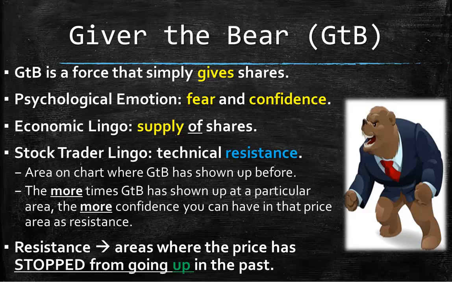Resistances are just areas on the chart where Giver the Bear has shown up before. This should sound familiar. Now we're just flipping things around. The more times Giver the Bear has shown up at a particular area, the more confidence you can have in that particular price area as resistance. So it hit you between the eyes. Resistance are areas where the price has stopped from going up in the past.